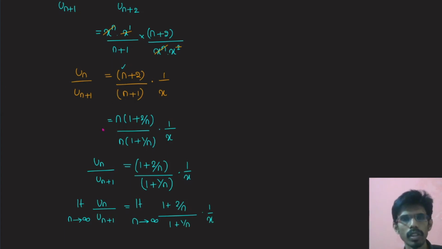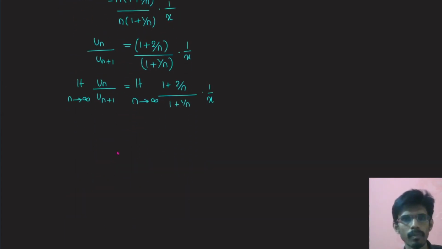Now if I put n tends to infinite, then 1 by n tends to 0. So this will become 1 plus 2 into 0, 1 by n will be 0, 1 plus 0, into 1 by x. So this will become 1 by x only.